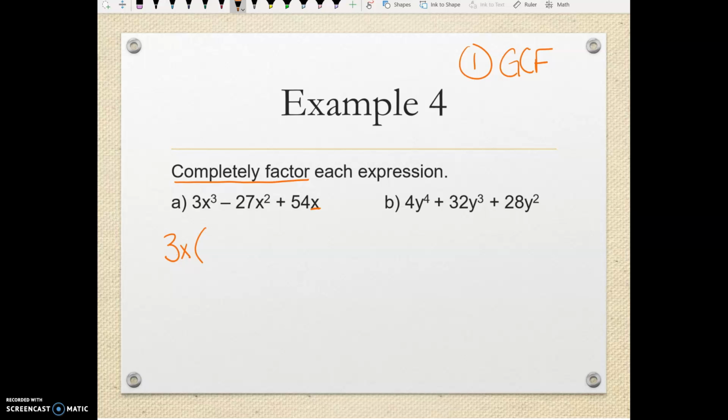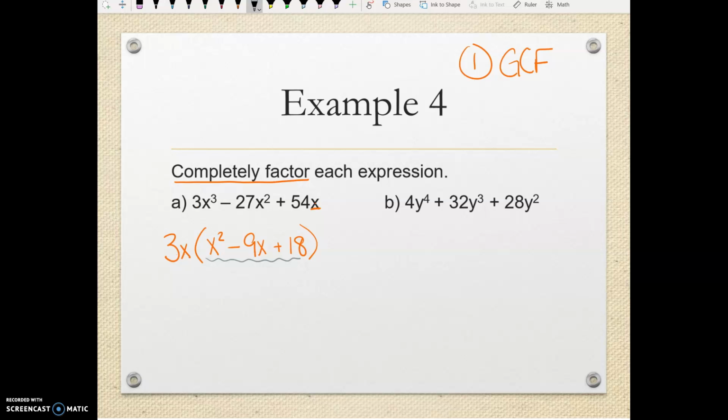3 divided by 3 is 1. X cubed divided by x is x squared. Negative 27 divided by 3 is negative 9. X squared divided by an x is an x. 54 divided by 3 is 18, and we're taking that x out. This is why we started with GCF, because that's always going to be your first step when you're factoring. Now we can focus on factoring the stuff inside.